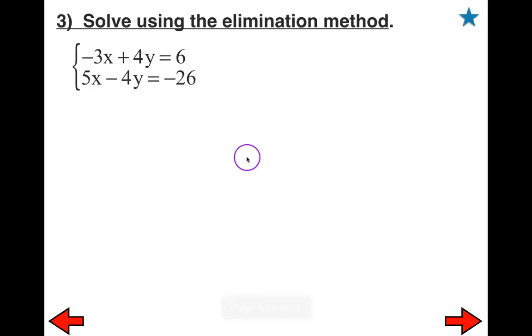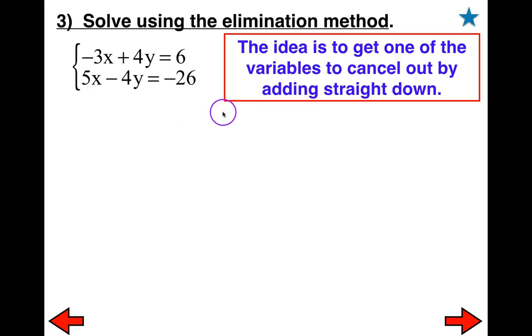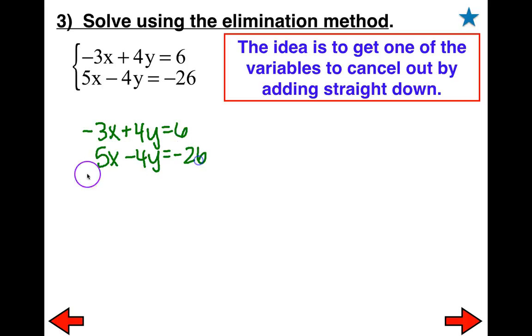Okay, so I'm going to try another example. Here, same idea. You want one of the variables to cancel out when you're adding straight down. So something you're going to have to keep in mind is you want to make sure the x's line up, the y's line up, and the constants line up. Right now, the equations are given to you very nicely because they're already lined up, but please understand this is not always going to happen. So I'm just going to go ahead and rewrite it. Negative 3x plus 4y equals 6, and 5x minus 4y equals negative 26.